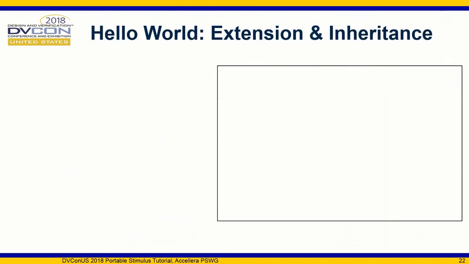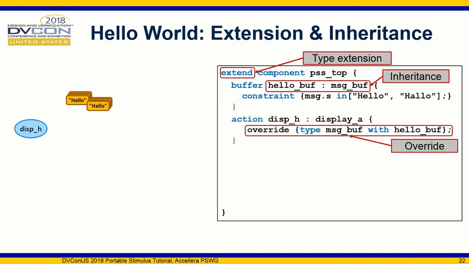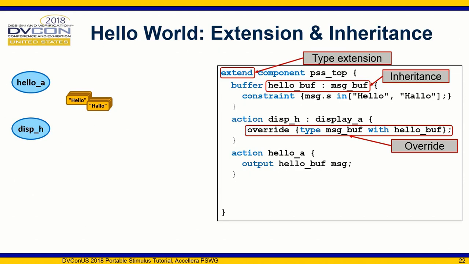We also have extension and inheritance. So we can say, okay, I'm going to extend my component, and I'm going to add in there a definition of a new buffer, and this buffer inherits from the message buff type. I'm going to call it hello buff, and I'm going to add my constraint there. So I can build my constraints directly into the data flow objects if I want. I can also build them into actions as well. And then inside my action here, which is my display hello, I'm going to inherit from display action and override it. So I'm going to say that the type of message buff that I had specified before is now a hello buff. So display hello can only use a hello buff as its input. And then I have an action hello, which is going to output a hello buff.